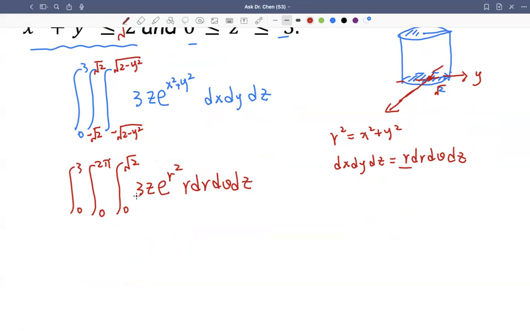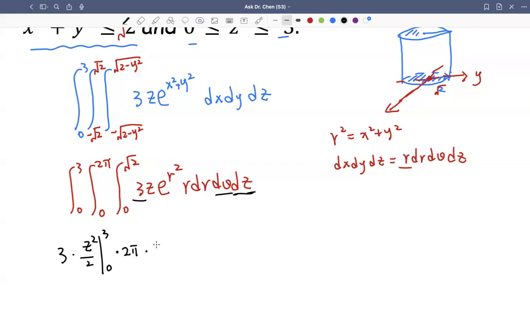So let's integrate. The scalar 3 we can pull outside. Then in the z direction, we have just z, so integrating z gives z squared divided by 2, evaluated from 0 to 3. And the theta direction is just constant, so we have 2 pi minus 0, which is 2 pi.